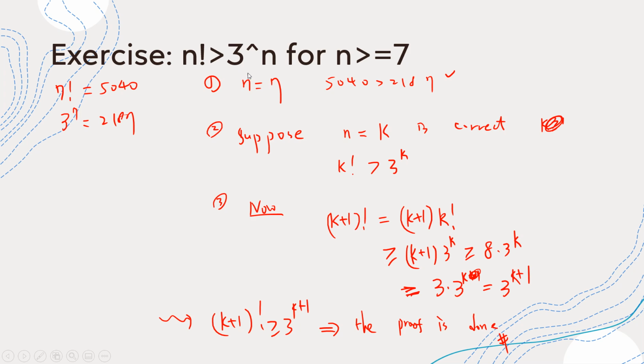It says: prove n factorial is greater than 3 to the n for n greater than or equal to 7.